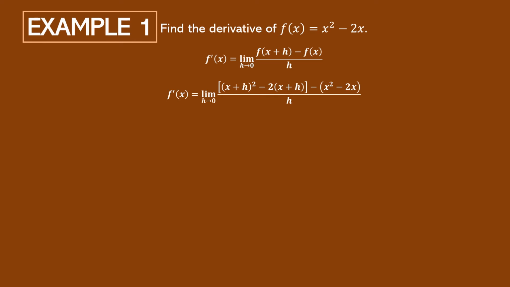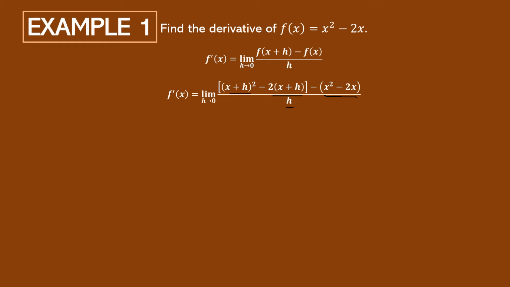So we have x plus h squared minus 2 times the quantity of x plus h. Why? Because we have to evaluate f of x plus h using our given function, which is x squared minus 2x. That is, we have to substitute x by x plus h. That's why we have x plus h squared minus 2 times x plus h, minus our given function, which is x squared minus 2x all over h. So we have to copy the denominator.